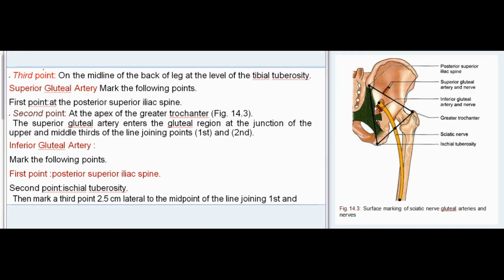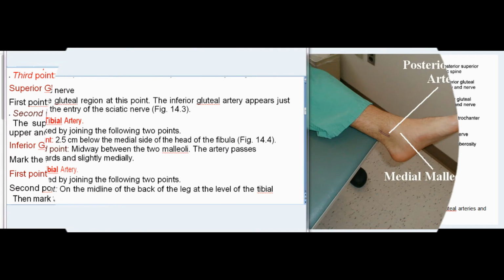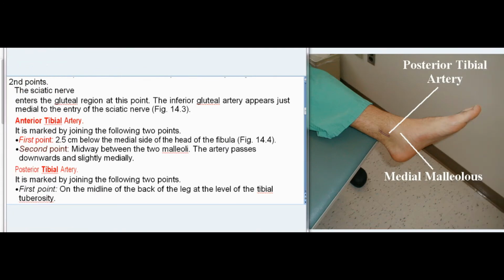Inferior gluteal artery. Mark the following points. First point, posterior superior iliac spine. Second point, ischial tuberosity. Then mark a third point 2.5 cm lateral to the midpoint of the line joining first and second points. The sciatic nerve enters the gluteal region at this point. The inferior gluteal artery appears just medial to the entry of the sciatic nerve, Fig 14.3.